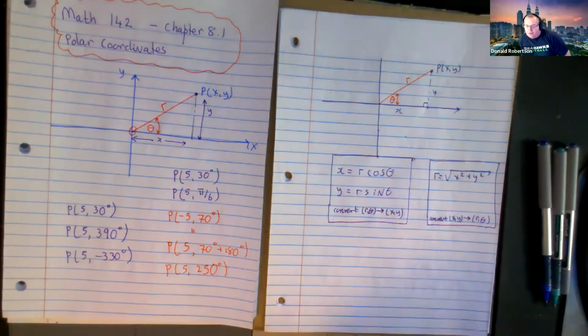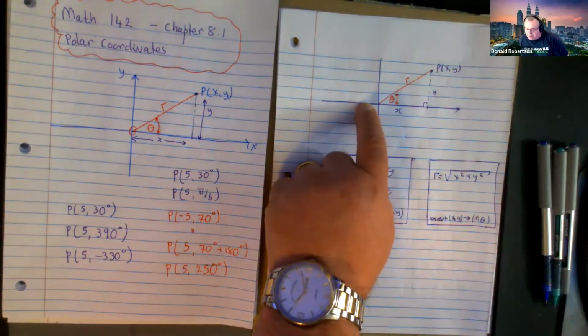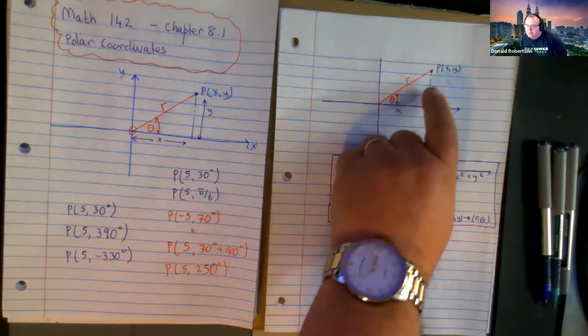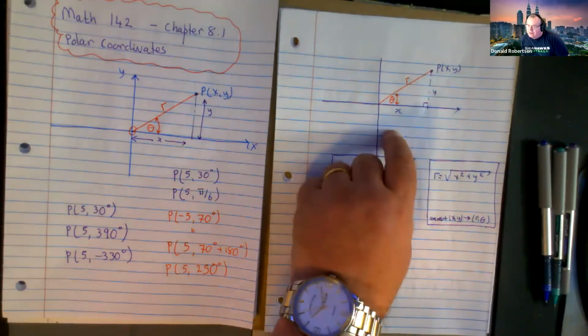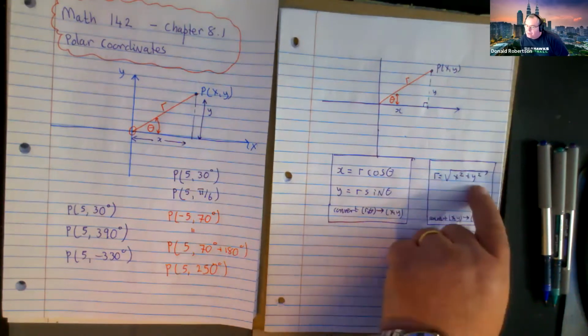Now let's just look at where that formula comes from. See, if you look at this right angle triangle and you did Pythagoras, wouldn't R squared be X squared plus Y squared? So can you see R would be the square root of that? Do you see where that formula is coming from?